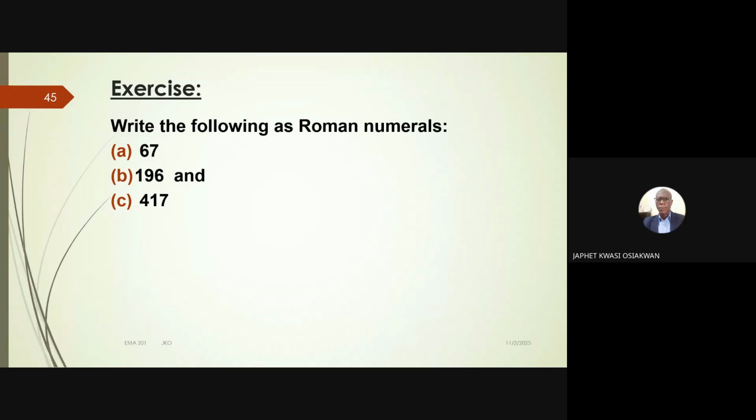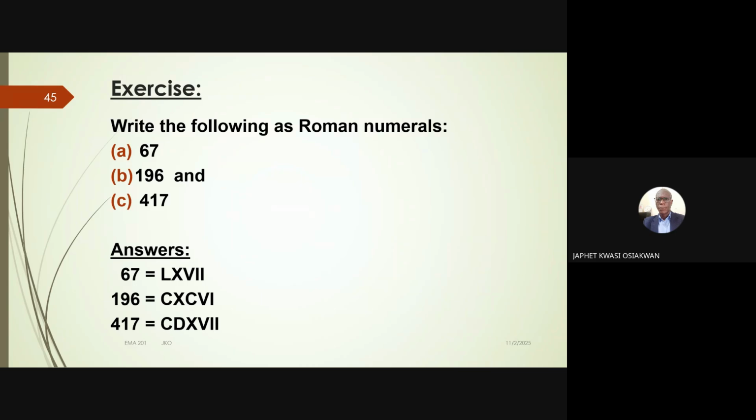Okay, so now all of us, those who have raised their hand, let us check our answers and see whether we are correct. The first one is 67, LXVII. Yes. Then 196, we have CXCVI. And then the next one, we have CDXVII. I think you are good. Did you all get this?